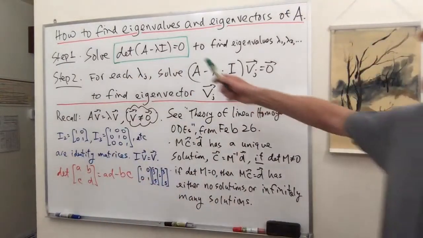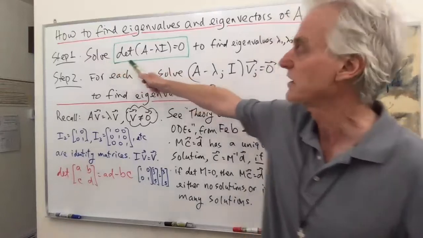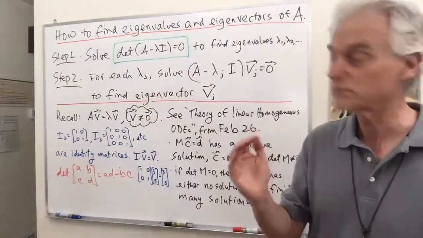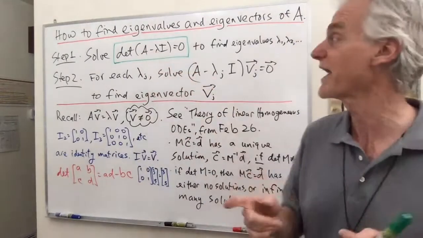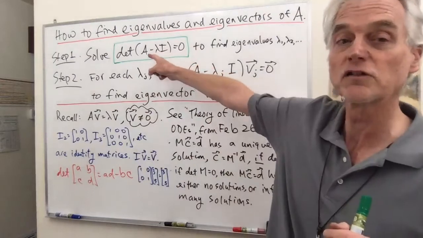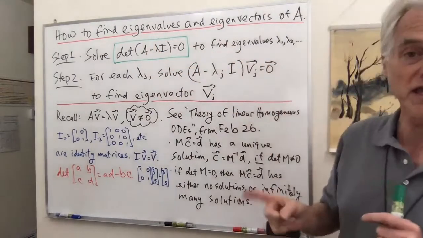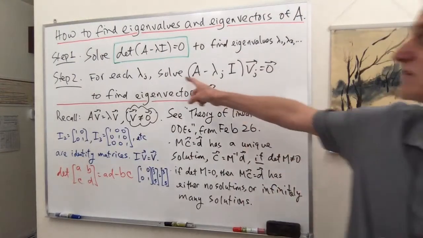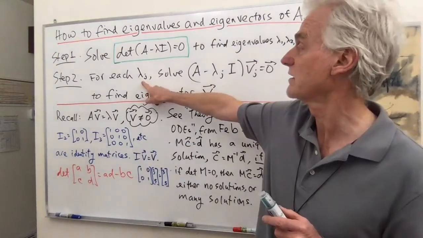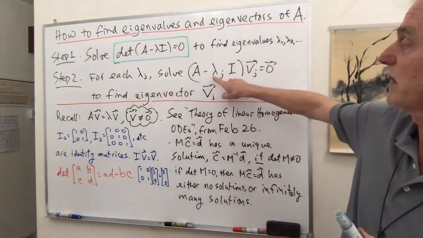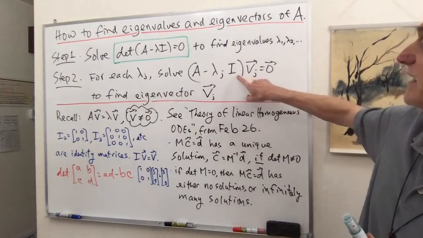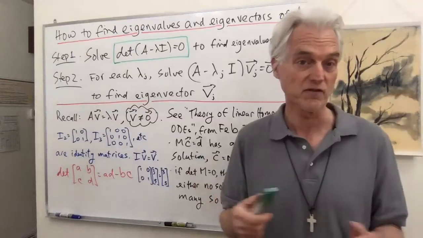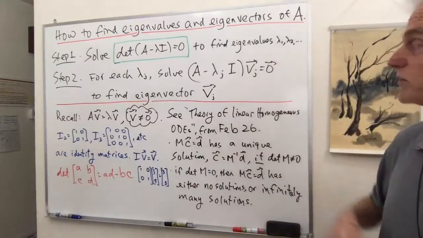First thing you do is you solve the determinant of the matrix A minus lambda I equals 0. That's a polynomial equation for lambda. The solutions of that polynomial equation are the eigenvalues, lambda 1, lambda 2, etc. And then step 2 is for each of those eigenvalues, lambda j, we're going to solve A minus lambda j I times Vj equals 0. We're going to solve that to find the eigenvector Vj corresponding to lambda j.